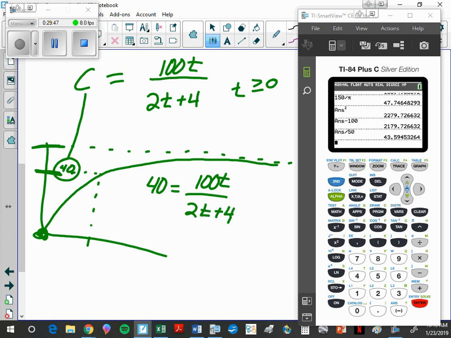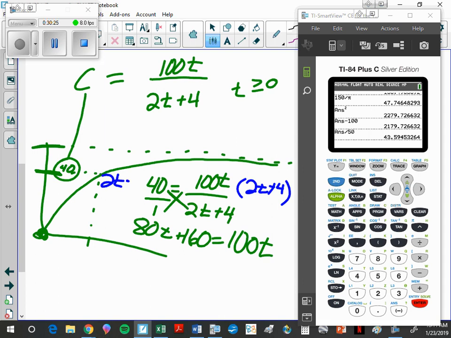What should I do here? Cross multiply. So 40 times 2t is 80t. 40 times 4 is 160, is equal to 100t. Anytime you have fraction equals fraction, you can cross multiply. The other way to do it, I could have just multiplied 2t plus 4 to both sides, and you'll get the exact same answer. Is that how you did it?